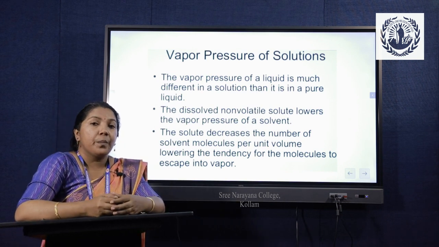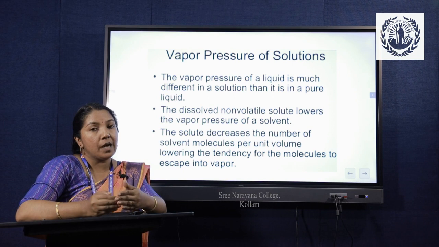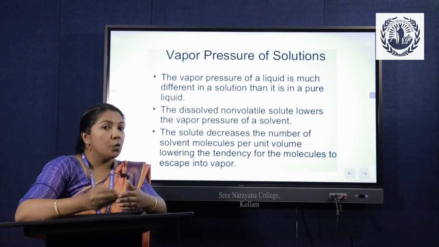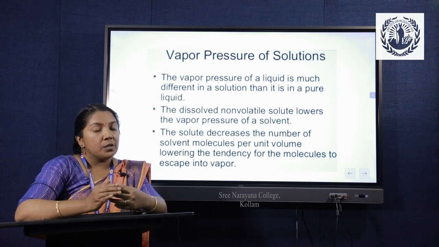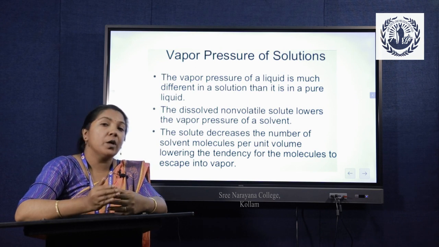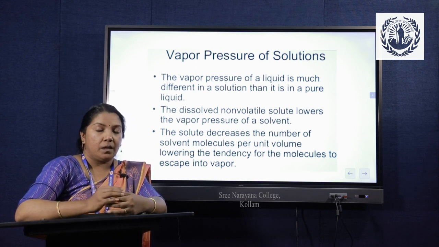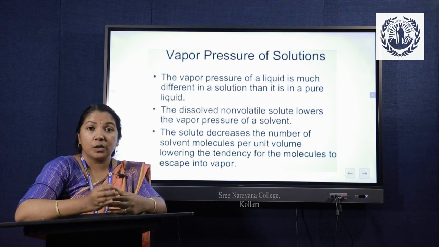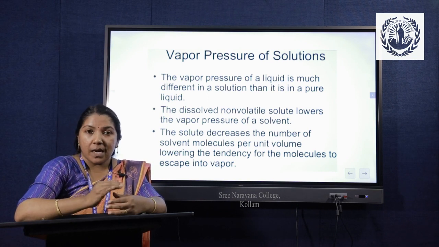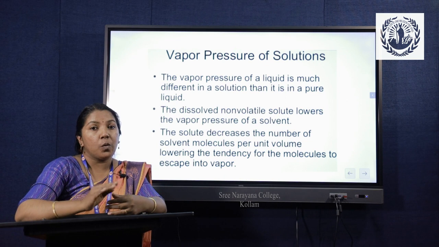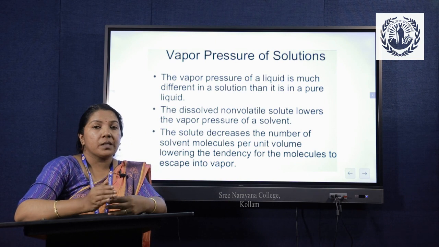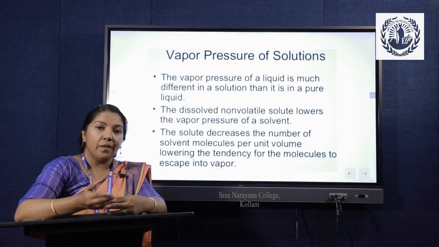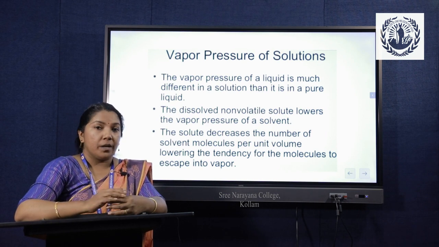Now let us discuss the vapor pressure of a solution. A solution means we add a non-volatile solute to a solvent, or we are mixing two different types of solvents. When we add a non-volatile solute to a solvent, vapor pressure decreases, because some of the solute molecules occupy the positions of the solvent molecules. Evaporation starts from the surface of the solvent layer, so the number of solvent molecules at the surface will be reduced on the addition of solute. So the vapor pressure exerted by the solvent in a solution will be less compared to the pure solvent.